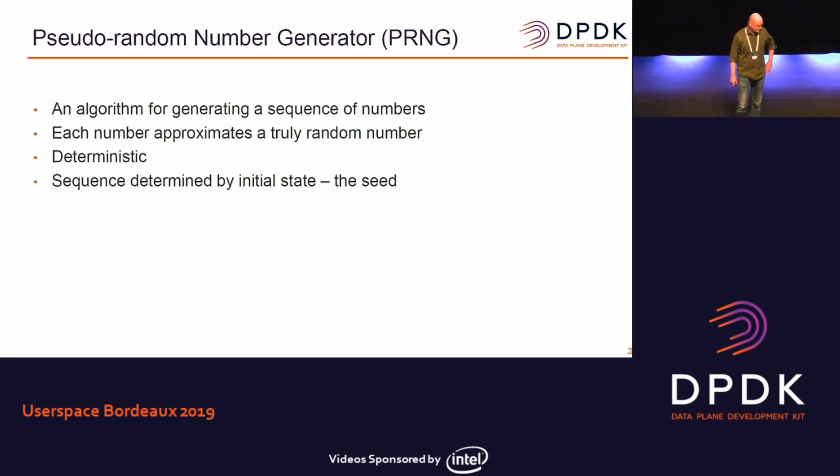So what's a PRNG? Well, I'm sure you all know. It's an algorithm for generating a sequence of numbers that looks random, but are not. They are deterministic, and the sequence is set by the initial state of the generator. So that's what's called a seed.